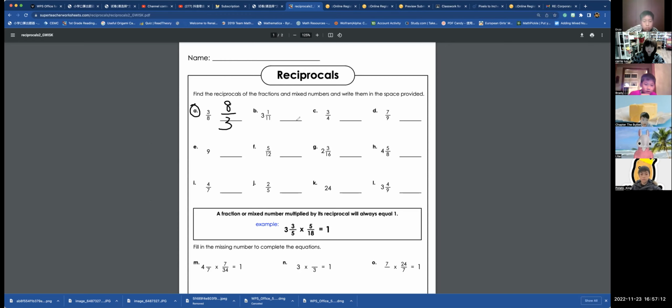11 over 34. Very good. Next one, number C, Chapter. 4 over 3. So 7 over 9. Lila. 9 over 7. Very good. Next one, Potato King. 9 and 1 over 9. Very good. Number F, Athene. 12 over 5.